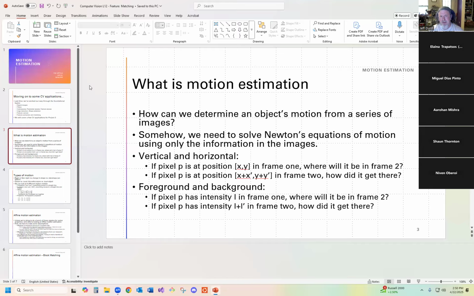And similarly, if we look at the intensity instead of just the position, we want to know, has it gotten closer to us or has it gotten farther away? And can we figure that out based off intensity? So we know something is moving in an image, and we want to figure out where it moved to and how it is moving.